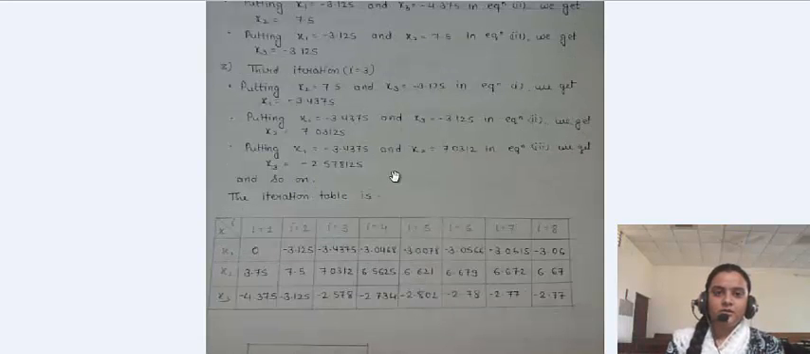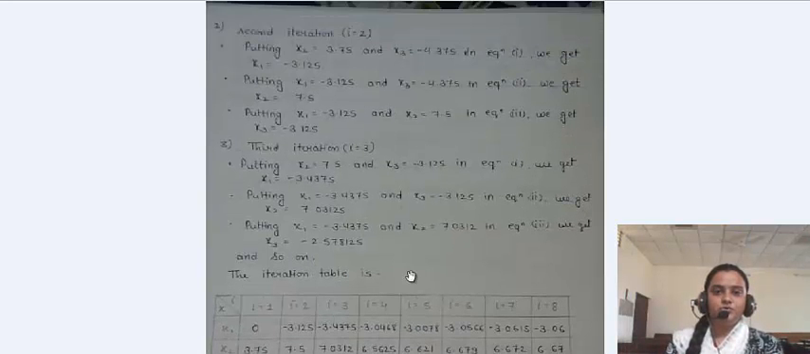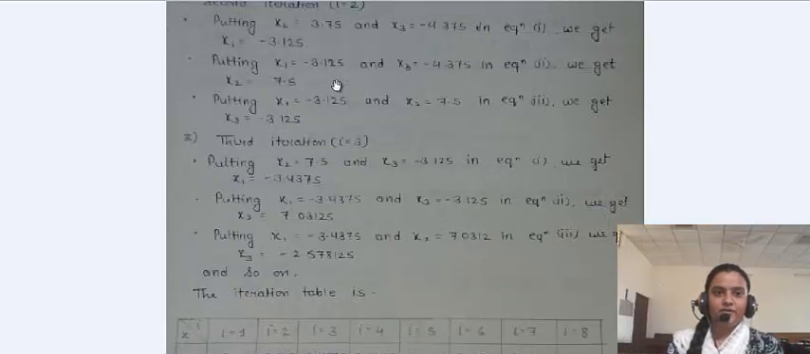Now, second iteration, that is i is equal to 2. Here we have put x2 is equal to 3.75 and x3 is equal to minus 4.37. These are the values coming from the previous loop, that is the preceding iteration. In equation 1, we get x1 is equal to minus 3.125. Again, putting x1 and x3 coming from the previous loop, we get x2 is equal to 7.5. In the same way, we put the values of x1 and x2 in equation 3, and we get the value of x3.